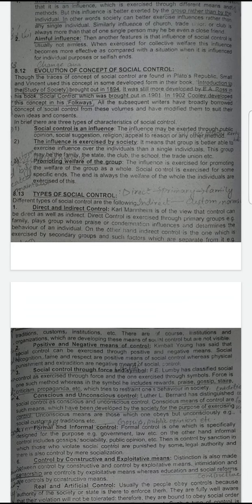The fourth type of social control is conscious and unconscious control. It has distinguished social control as conscious and unconscious control. Conscious means of control are such means which have been developed by the society for the purpose of exercising control, and unconscious means are those which one obeys but unconsciously, for example, social custom or tradition, etc.